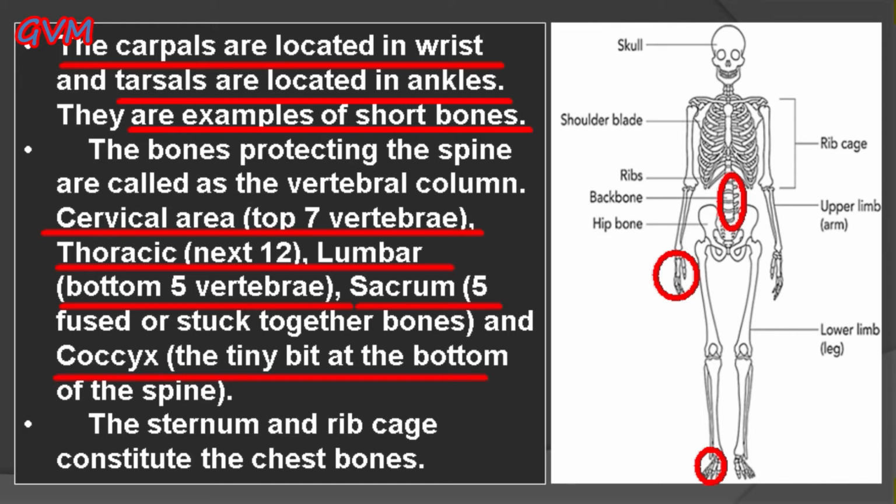Now students, in the same way, in our chest region, there is a single bone in the middle of our chest. This bone is known as sternum. And students, this sternum and the rib cage that you see here, all these bones together form the chest bones.